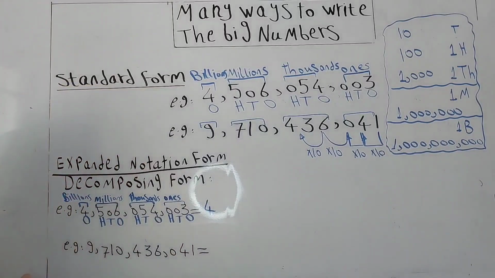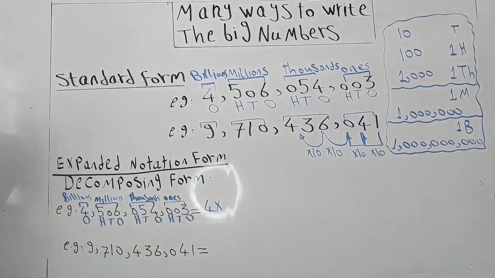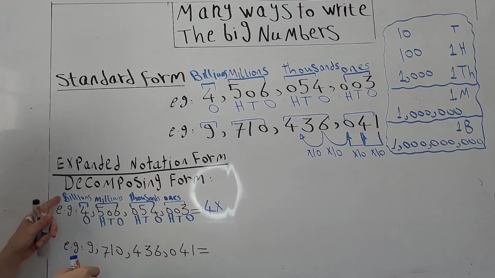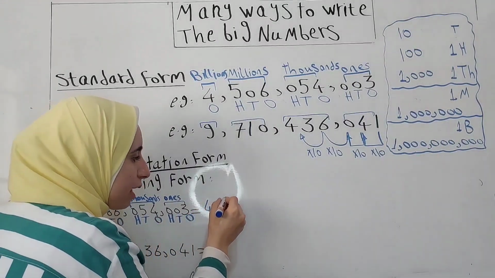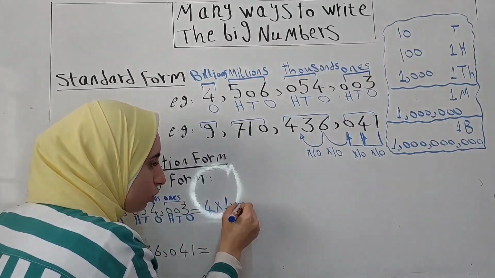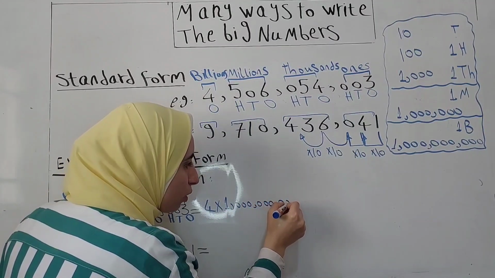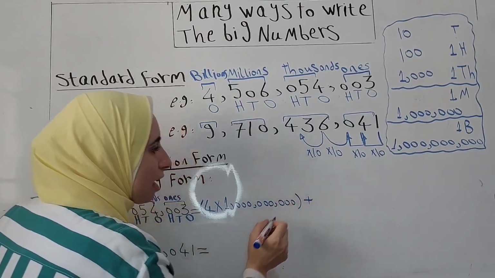We write the digit 4 multiplied by its place. The digit 4 is in the billions place, so we multiply by 1 billion. 1 billion has 9 zeros: 1, 2, 3, and 1, 2, 3, and 1, 2, 3. Between brackets. Then we write a plus sign.